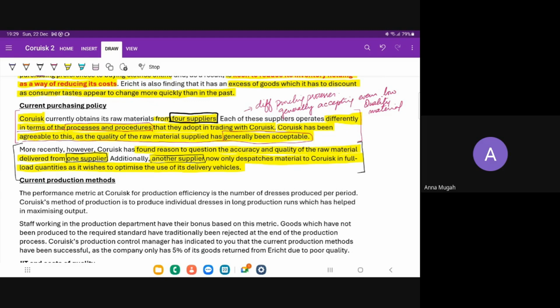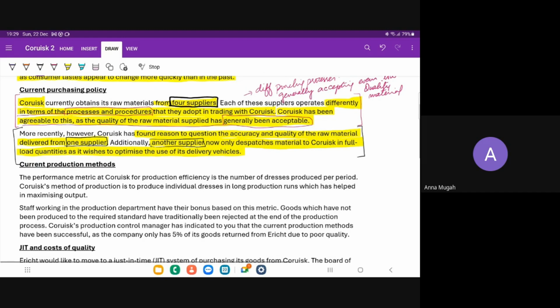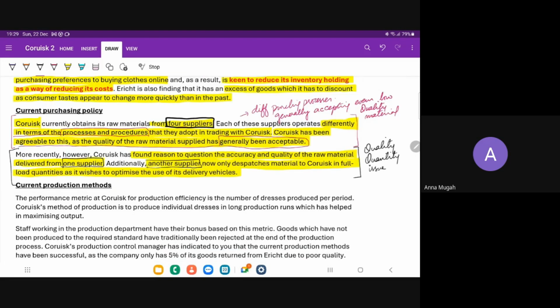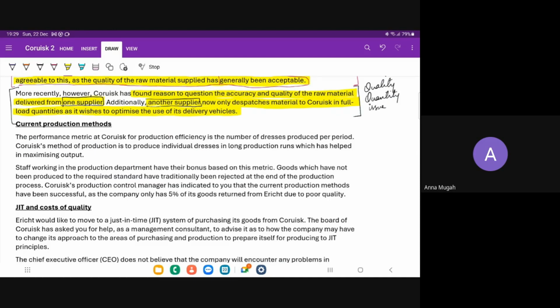Right, now, a quality issue and a quantity issue. These are related to the purchasing side. Right now, the question is moving towards the production system. Again, we are talking about Corsic, right?